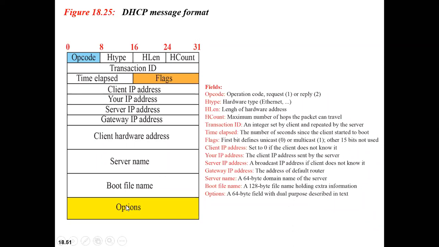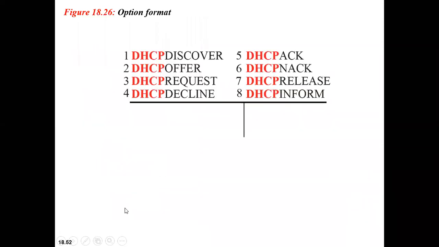And next, very important is option. I already told you we should discuss more about the options field now. So what is this option field? The option field is 64 bytes. Clear? So the option field is 64 bytes.